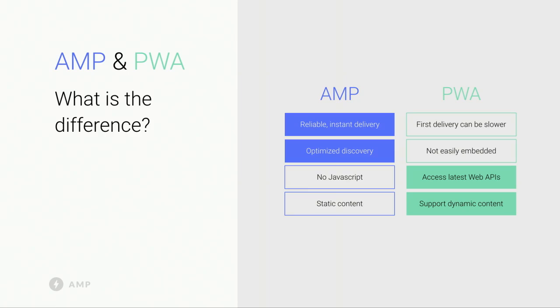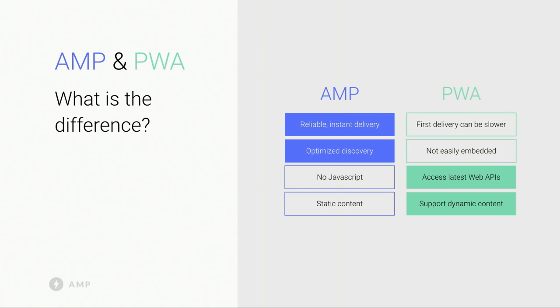On your origin, that still works. But when served on the AMP cache, you don't get all of those benefits. And so that is in order to be predictably fast. So the difference really, on the AMP side, you get reliable instant delivery and optimized discovery, but no JavaScript, static content mostly. But then on the progressive web app side, the first delivery is usually slower.